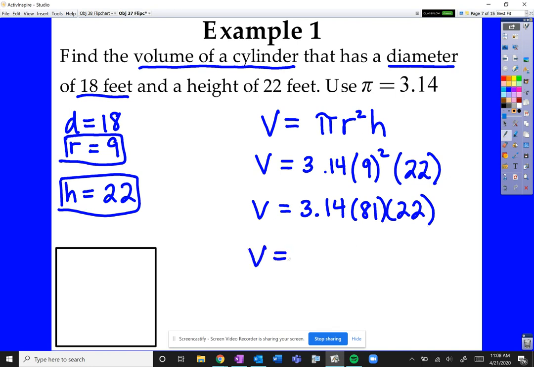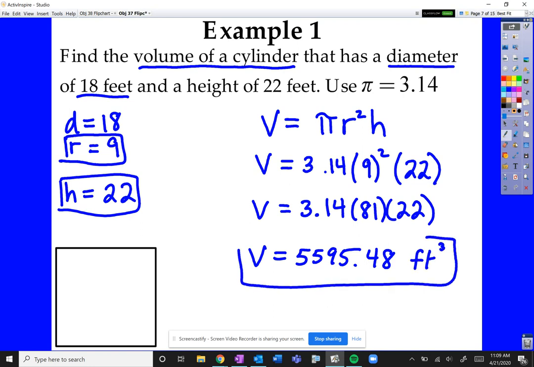So your volume is 5,595.48. What was our units? Feet. And when we talk about volume, it's three-dimensional. So it's got to be cubed. Okay, so we're using the formula, plugging in what we know. Let's keep going.